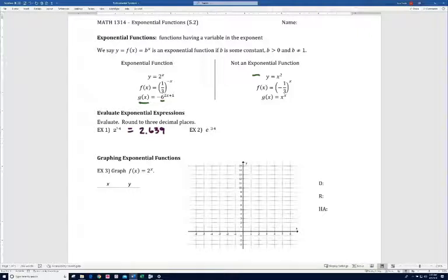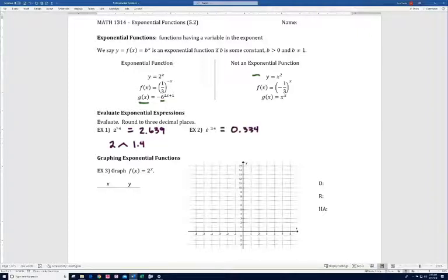Whoops, I got ahead of myself there. On number 1 there, you should be able to put that into your calculator and get 2.639. Basically, you're just going to put in the 2 and then the caret symbol to the 1.4 power and hit enter. You should go ahead and try number 2. You may be able to figure it out.